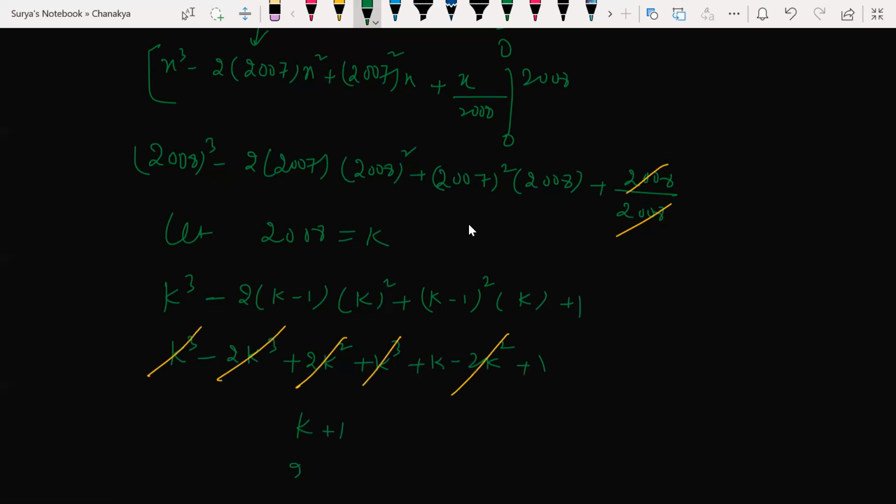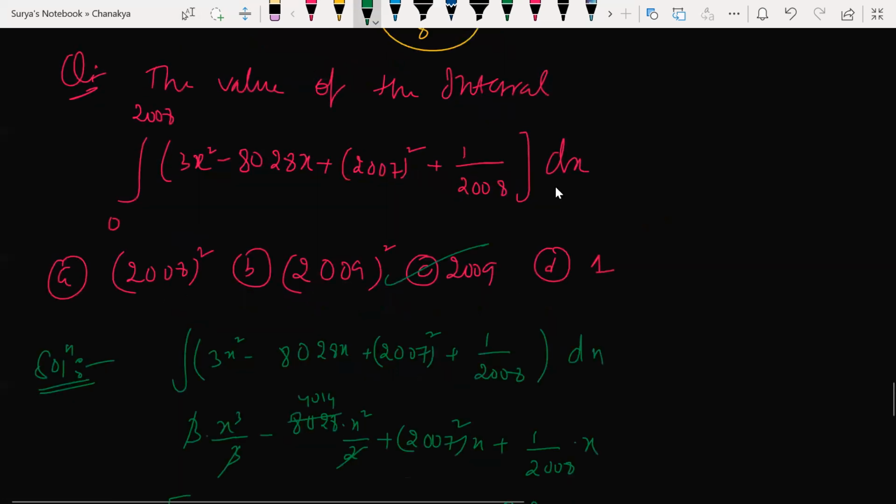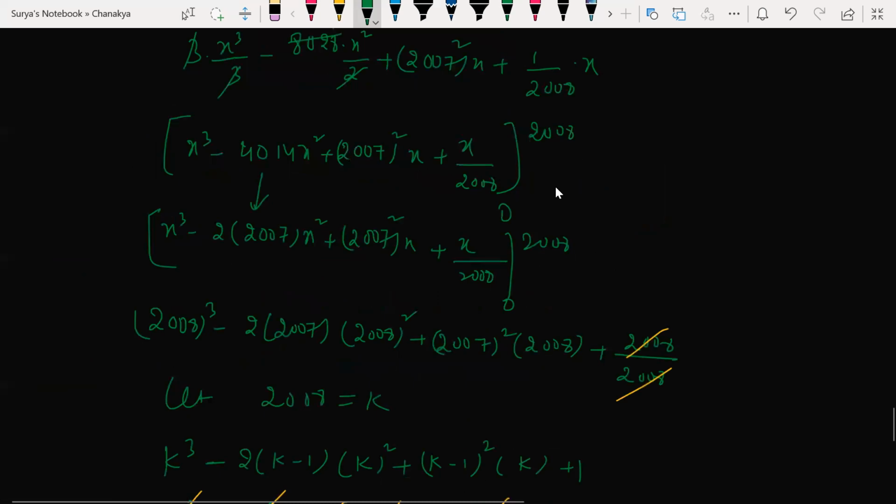k plus 1 is what? k is 2008, plus 1, which is going to be 2009, is the answer. 2009 is the answer. Option C is correct. Any doubts, children?